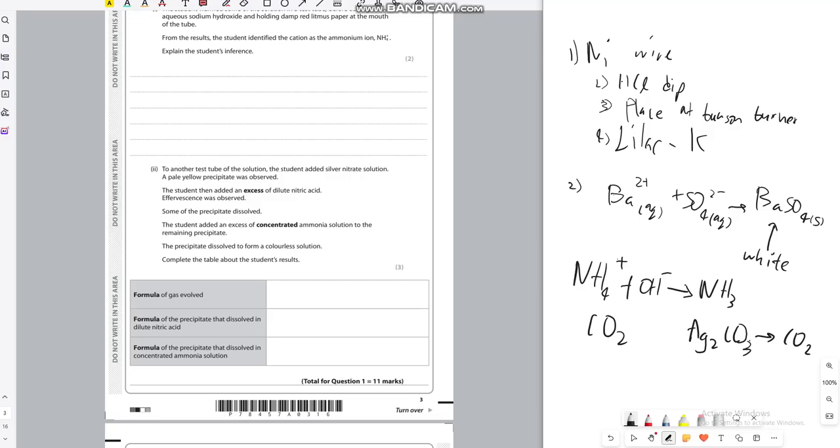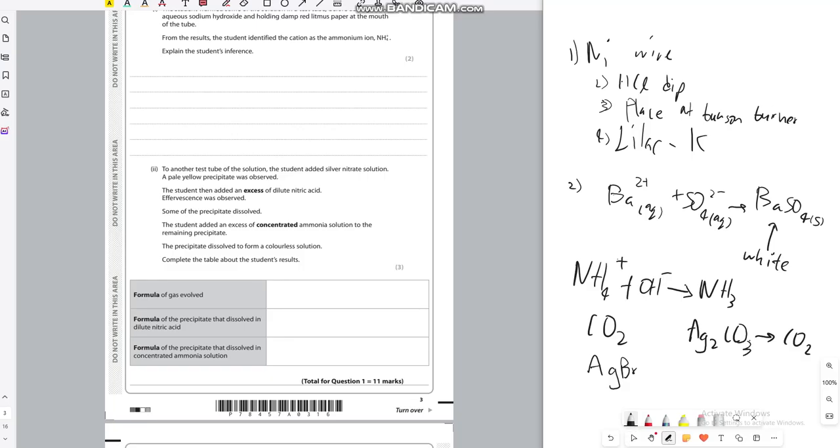They say the student added an excess of concentrated ammonia solution to the precipitate, so the precipitate dissolved to form a colorless solution. This is a test to confirm the halides. If it is dissolved, it can be bromide, and if it is not dissolved even with concentrated ammonia, it's an iodide. So the precipitate which was dissolved in concentrated ammonia has to be silver bromide, AgBr.